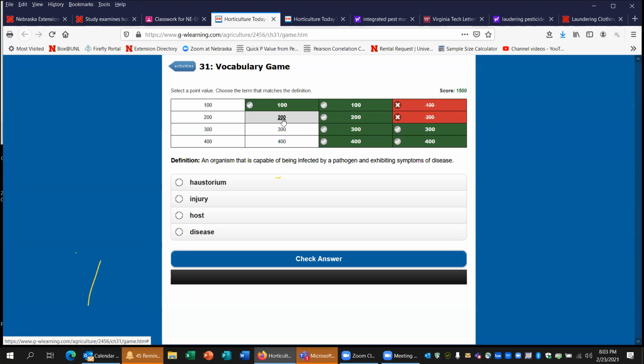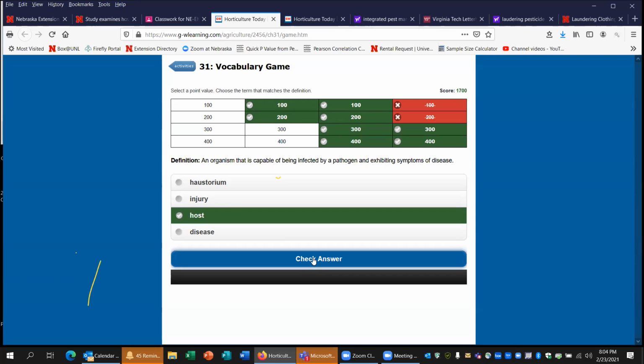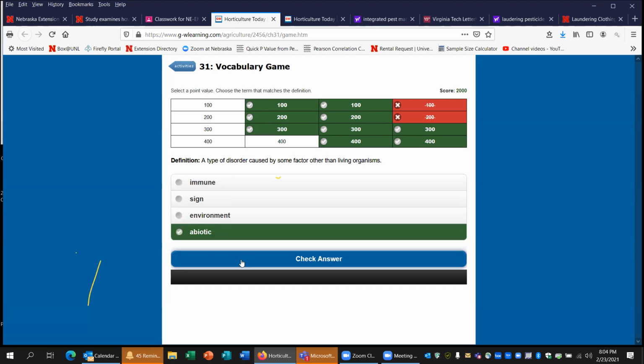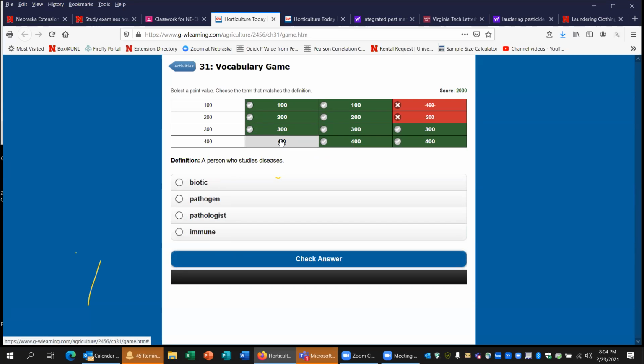An organism that is capable of being infected by a pathogen and exhibiting symptoms of a disease. That is your host, right? So we got host was saying that. Our group was saying that, and I heard that a couple different places. A type of disorder caused by some factor other than a living organism. So something other, we messed that up on the first question. That's abiotic. Got it. A person who studies diseases. Pathologist. You bet.